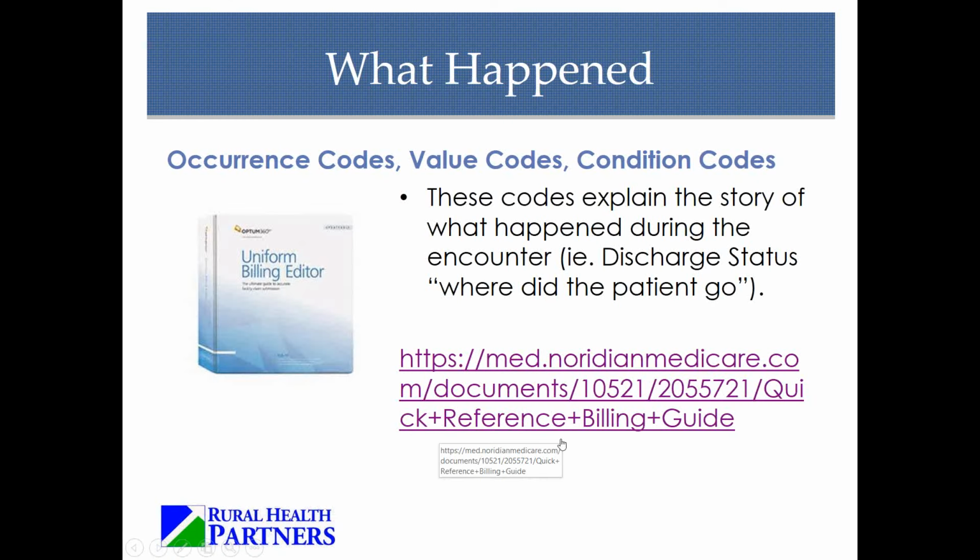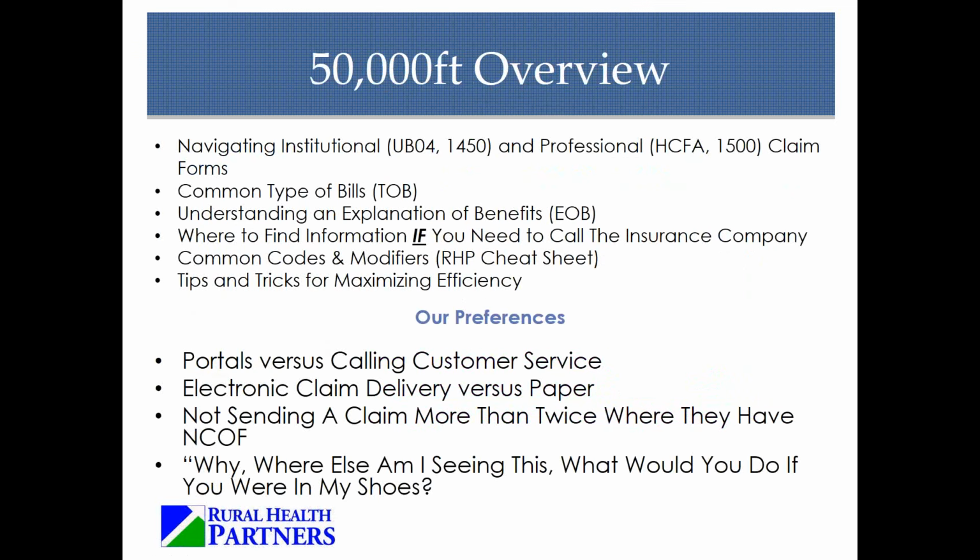And so the other way you can get at that data is this Meridian Quick Reference Guide. If we think about the 50,000-foot overview on what we're trying to accomplish, we've shown you how the revenue cycle impacts different areas of the claim form. We'll talk about common types of bills and understanding an EOB, and then where to find that. Gets you where you need to find information if you call the insurance company.